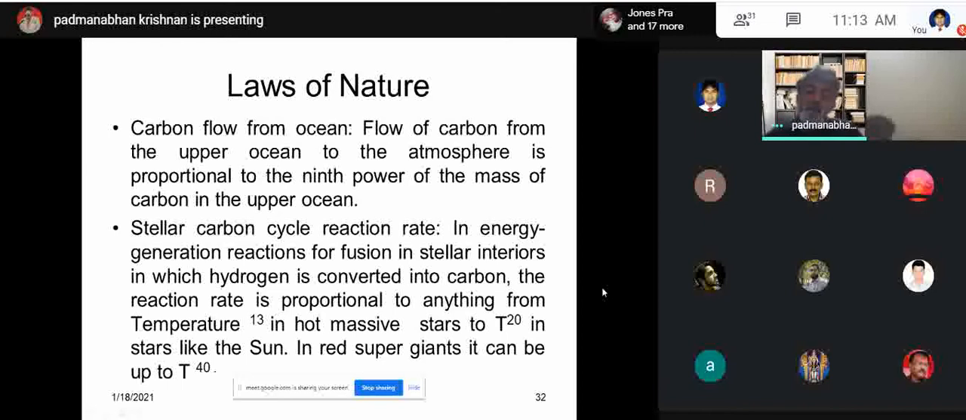Stellar carbon cycle. Reaction rate is again kind of an energy generation reaction relationship. For fusion in stellar interiors in which hydrogen is converted to carbon, the reaction rate is proportional to anything from temperature power 13 in hot massive stars to T power 20 in stars like the sun. So if you are doing radiation modeling, or cosmos modeling away from mechanical engineering, this is a lot.